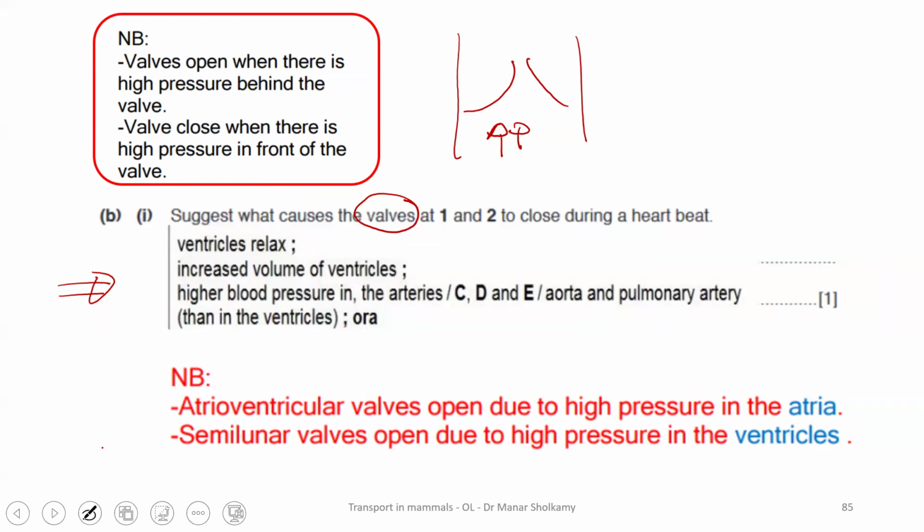Good. Now, there was a picture here and it shows you that the pressure was increased in the arteries.